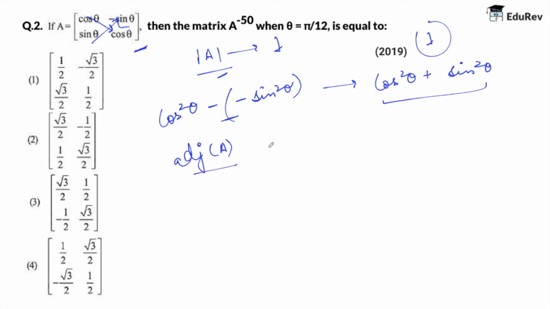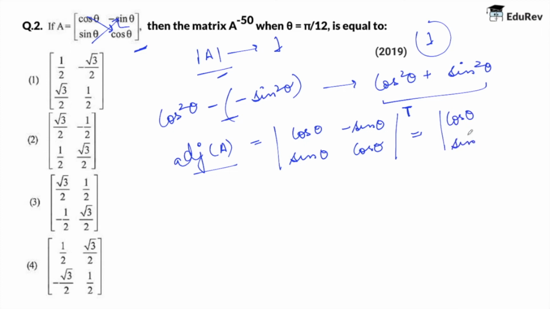Now we need to find what is the adjoint of A. Correct. Now the adjoint of A is written as cos theta, minus sine theta, cos theta, to the power T, and this is how it is written. And when I solve it, it will be nothing but cos theta, sine theta, minus sine theta, actually, because the sign is going to change, then sine theta and cos theta.